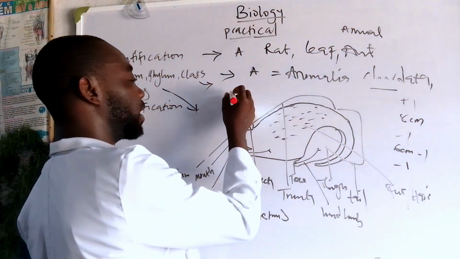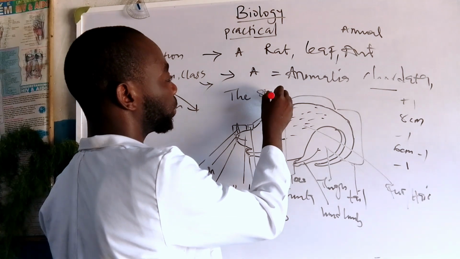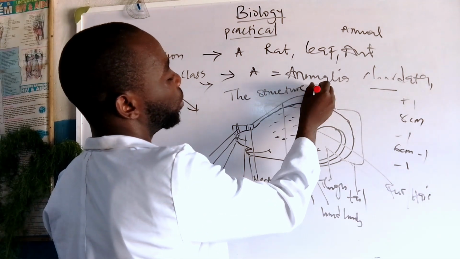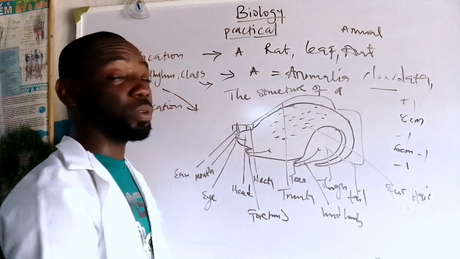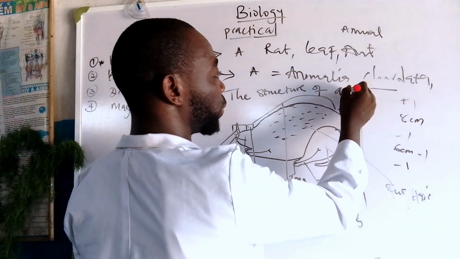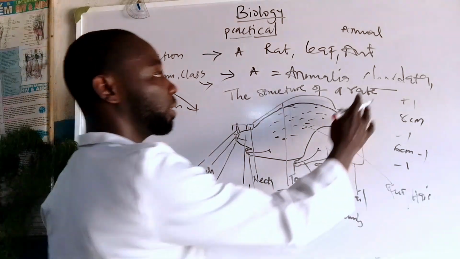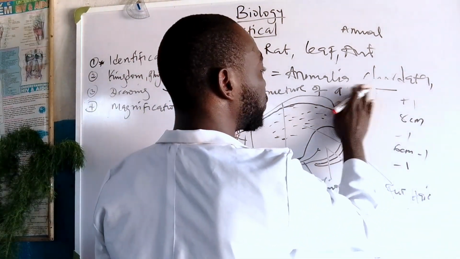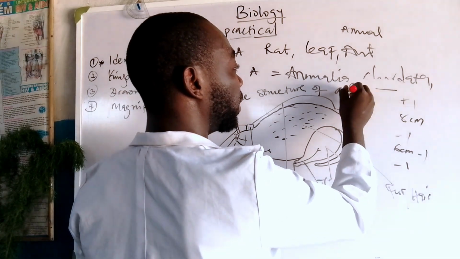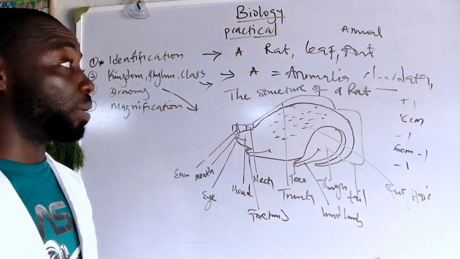Now, let's look at how to write a title. The structure of a rat. And remember, when you want to write your rat, you don't write it with small letter. Please, very important. Rather, you start it with what? Capital letter. A rat. Very important. A rat is very, very important.